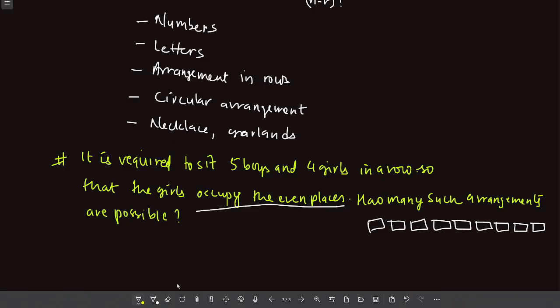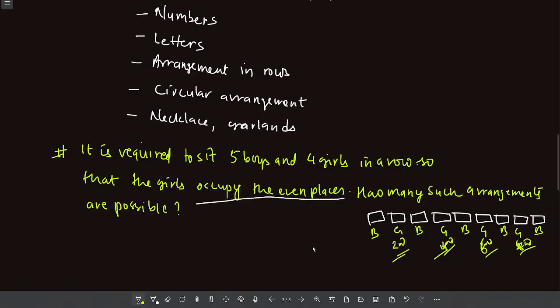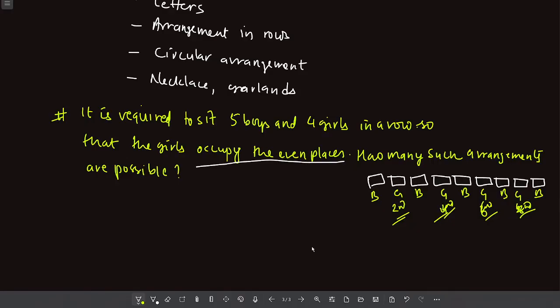According to this, we can place G here, and here must be boy, here must be boy, here must be girl, here must be boy, here must be girl, here must be boy, here must be girl, here must be boy. Right? This is second place, fourth, sixth, eighth. Means these all are even places. In all the even places, girls must be placed.